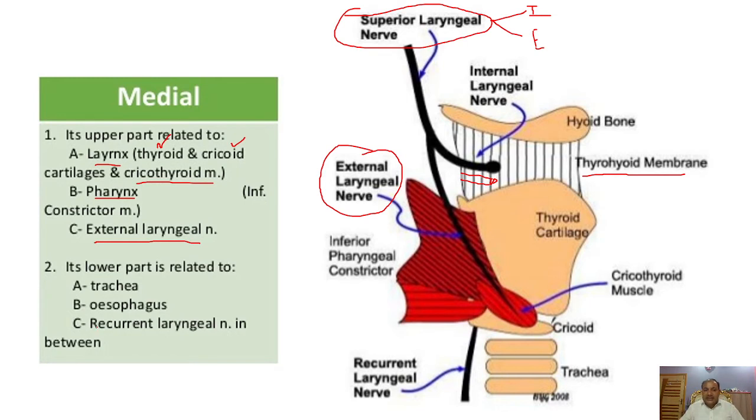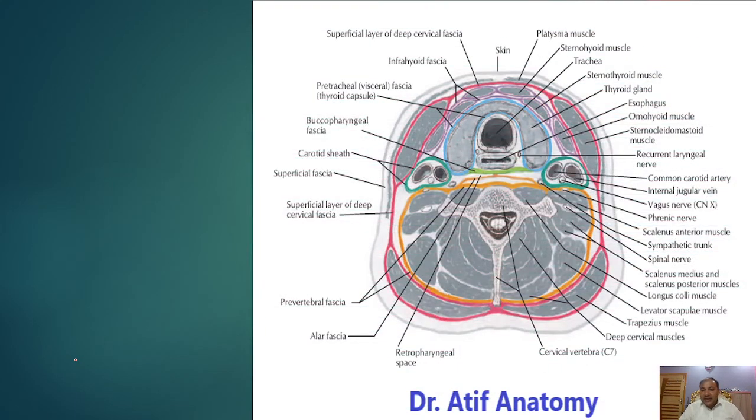Below the larynx there is a trachea. Below the laryngopharynx, we find the esophagus. And in between the trachea and esophagus, there is a groove in which a very important nerve is found, called the recurrent laryngeal nerve. This diagram again shows you the structures present on the medial aspect of the thyroid gland, which we already discussed.